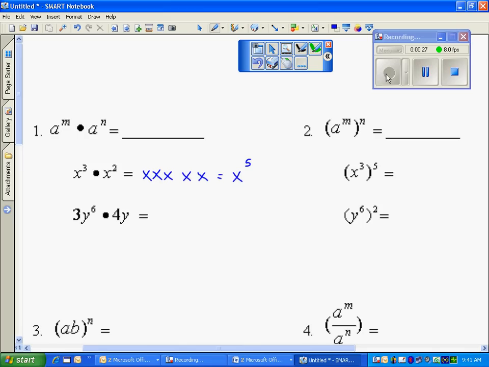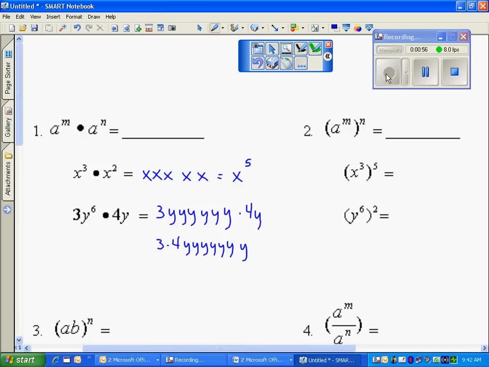Looking at the next scenario, 3, and then there's going to be 6 y's. And I'm going to multiply that by a 4 and another y. Well, I know I can only multiply 2 things together at a single time. So what I'm going to do is sort this. I always like my numbers together and then all my variables that are the same. So I sorted using what we call the commutative property, which allows me to move things.